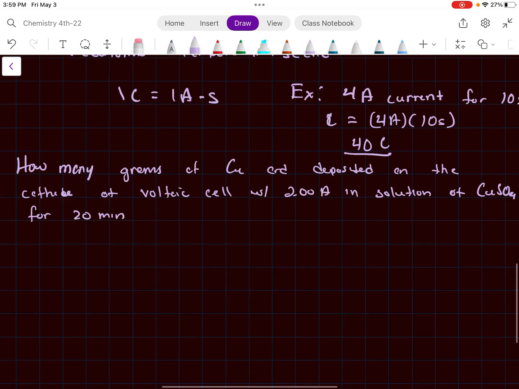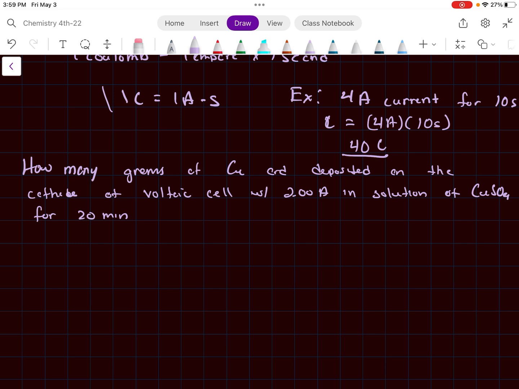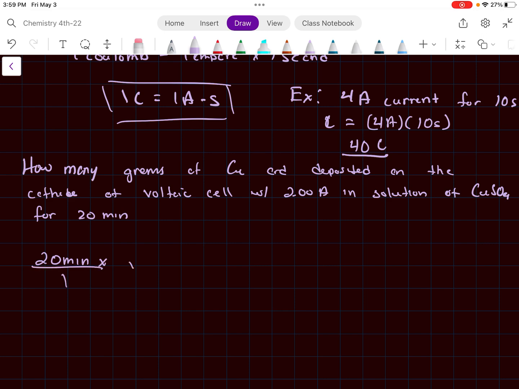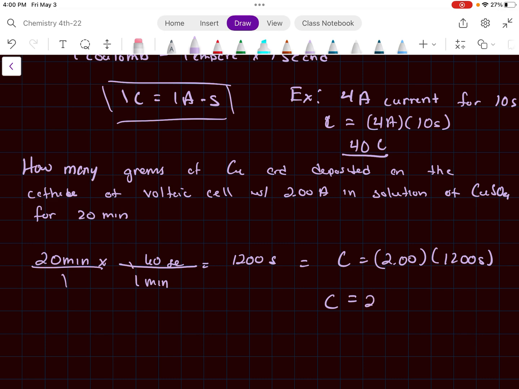To work this problem out, obviously we need seconds, because our formula says that we need seconds. So we're going to take these 20 minutes and convert to seconds. I know that in 1 minute there are 60 seconds, so that's going to give me a total of 1200 seconds. Now that we have the seconds, let's find our charge. Coulombs is equal to the amps, which in this case is 2.00 amps, times 1200 seconds. If I multiply this out, I get that my charge is equal to 2400 coulombs.